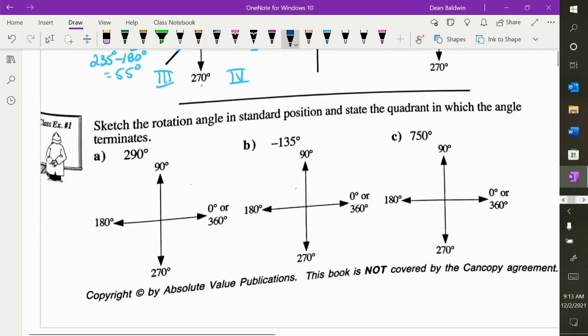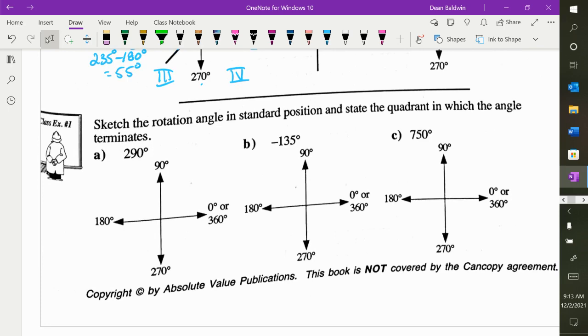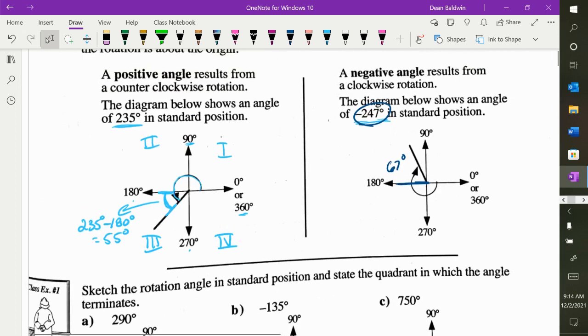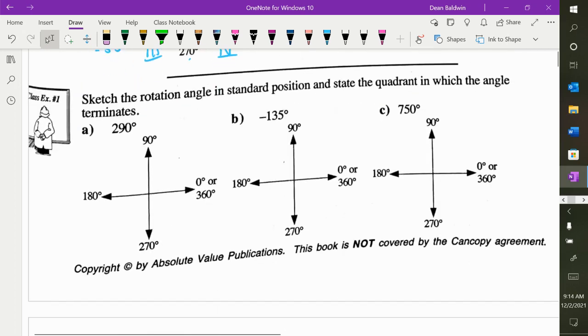We're going to practice these because this is the basis of almost every question we do here. Sketch the rotation angle. These are called rotation angles because you're rotating from 0. You always start at 0. We rotate 290 degrees. What quadrant do I end up in? 4. So it's 270 to there. I end up in there. I don't care where you draw the angle. I just draw a line in the quadrant. We've rotated like that.